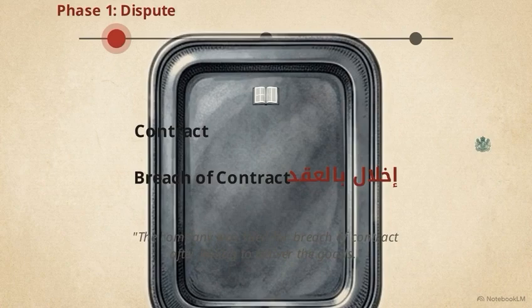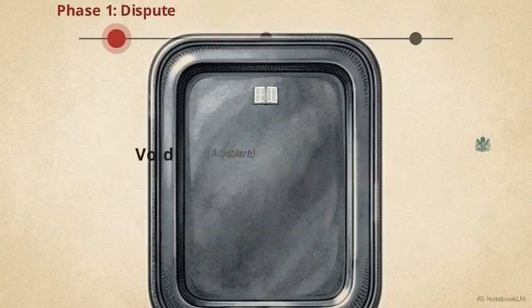A direct consequence of a breach often involves our next term, void. To void a contract means to declare it legally invalid or without legal effect. In Arabic, this translates to batil for the adjective, or yubtil as the verb. Applied in a sentence, the buyer decided to void the contract due to defects in the product.